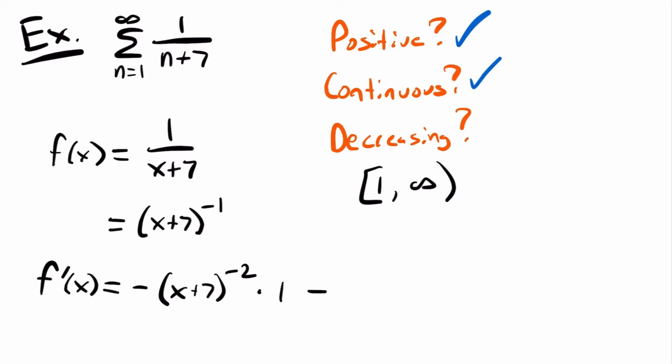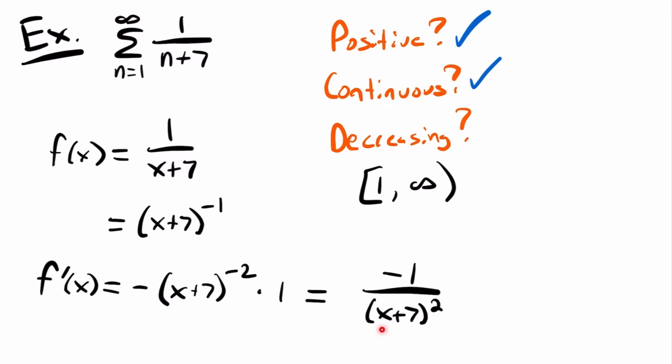Okay, so now if we rewrite this, we will have negative 1 divided by x plus 7 squared, right? If we move this quantity with a negative exponent back to the denominator, that exponent becomes positive, and so we're just left with negative 1 in the numerator.